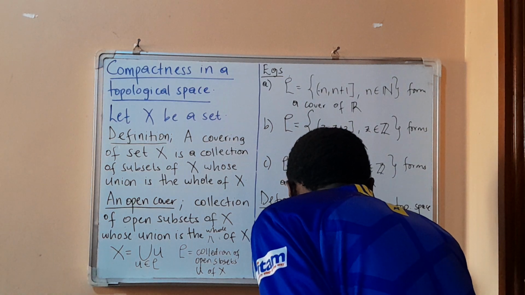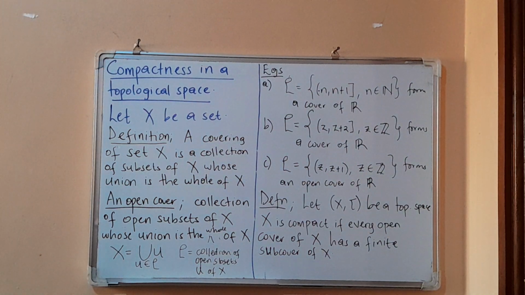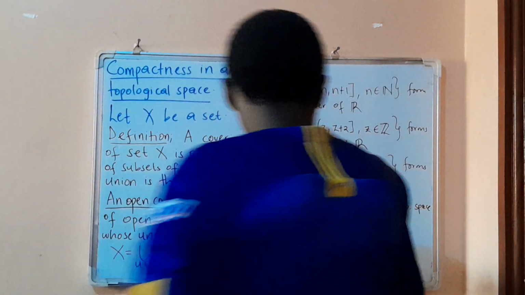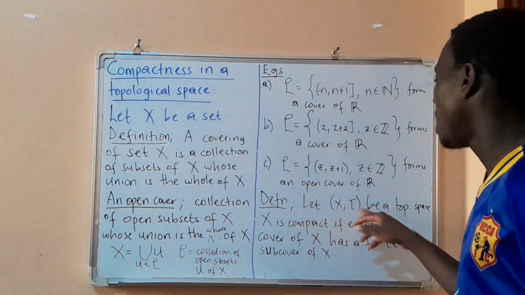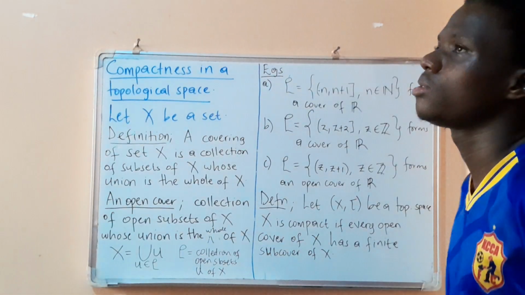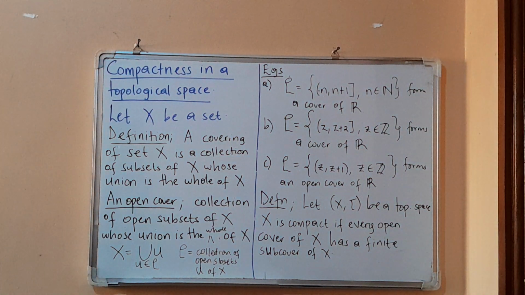So what does this mean? This means that every open cover should have a finite subset that still covers X. X is compact if every open cover of X has a finite subcover, as in that open cover should still contain another collection, which we are calling a subcover, which still covers the whole of X. That is, a finite collection of open subsets of X which still cover the whole of X.